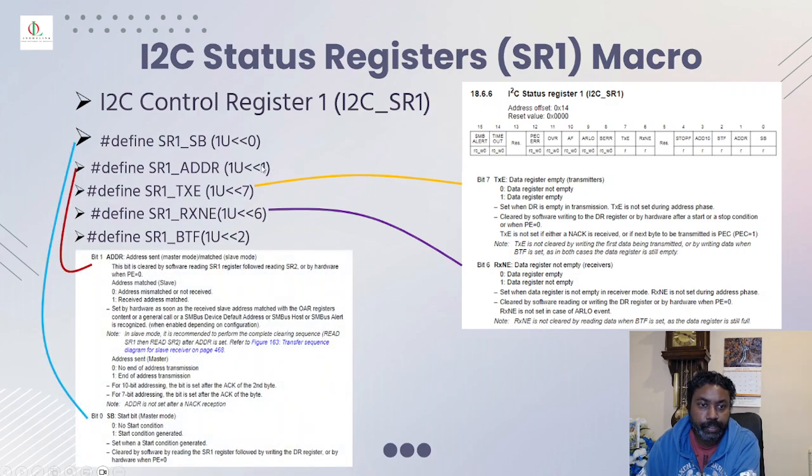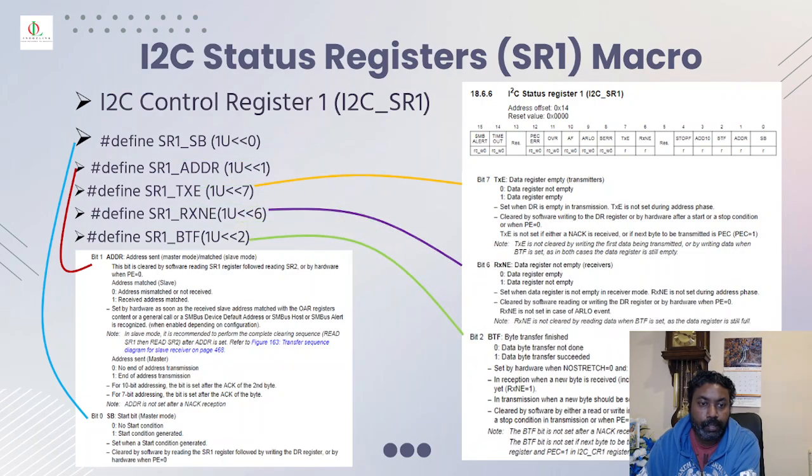Then the next two are the SB, the start bit in master mode, and the address bit, which you have to set. So these two are the start bit and the address bit. You also have to set this because of the slave address you're going to send. And finally, you need to enable the byte transfer. You need to tell that the data bytes are transferred, and for that you use the BTF bit. So these are all the macros you need to set today in the program for SR1, and you will be seeing that line by line in the program.